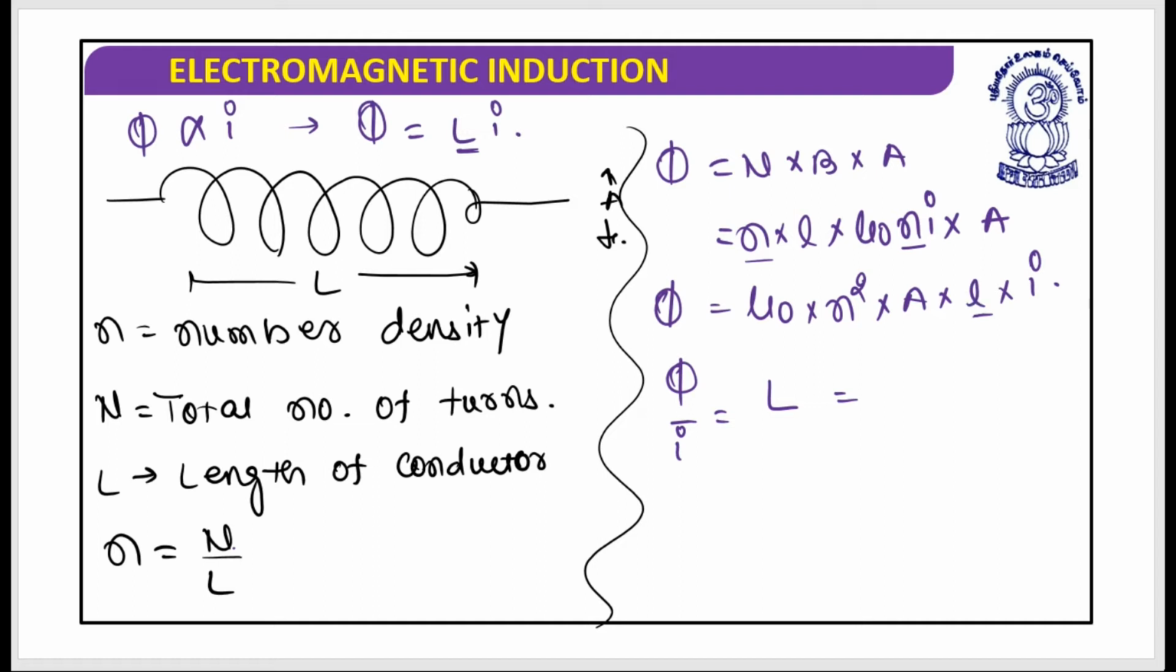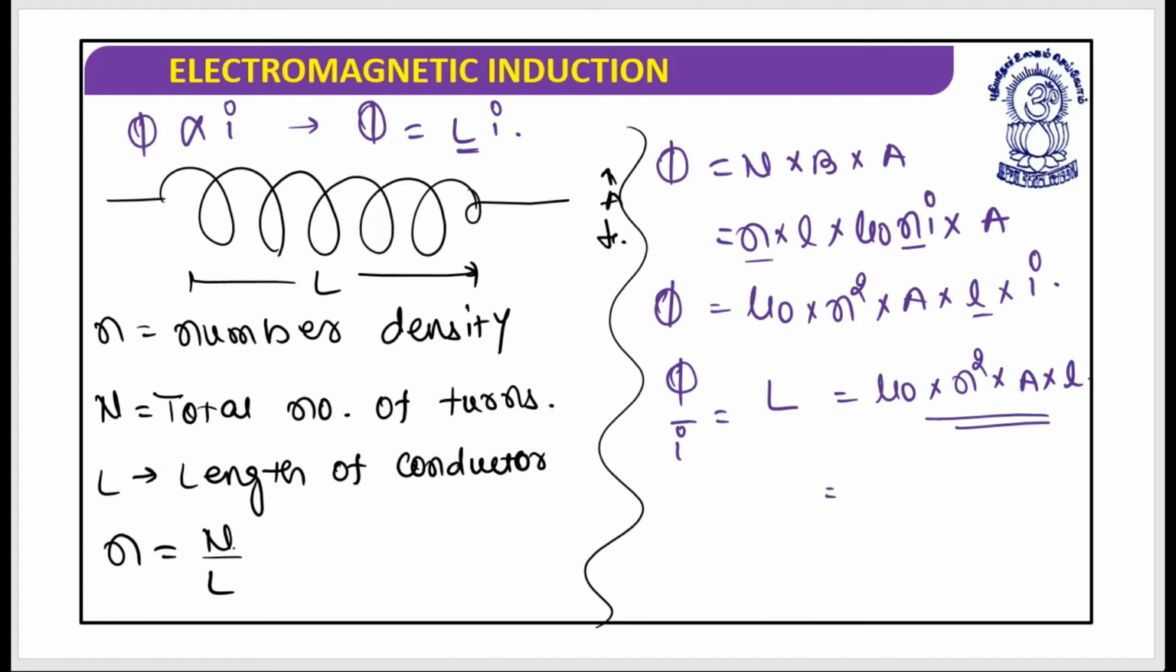So this phi by I would be equal to L, which would be written as mu naught into n squared into A into length. Yes, this is the self inductance.